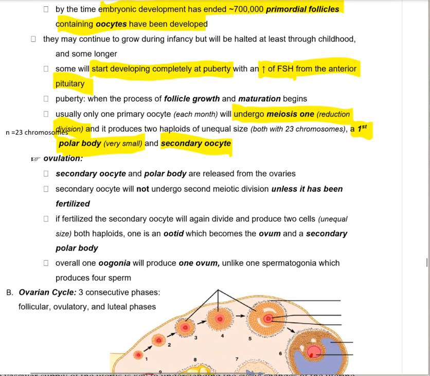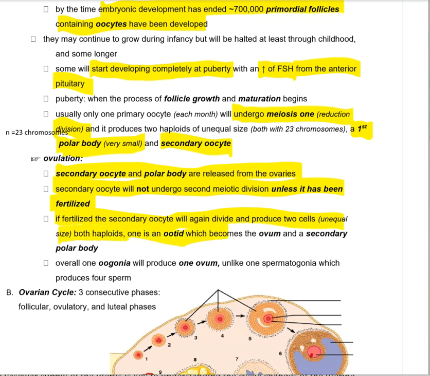So during ovulation, the secondary oocyte and polar body are released from the ovaries. The secondary oocyte may or may not undergo a second meiotic division. Oh, excuse me, I apologize, I was thinking of the polar body. The secondary oocyte will not undergo the second meiotic division unless it becomes fertilized. If it's fertilized, the secondary oocyte will again divide and produce 2 cells of unequal size, both haploid. One is an ootid, which becomes the ovum, and a secondary polar body will form. And the ovum here is the fertilized egg.